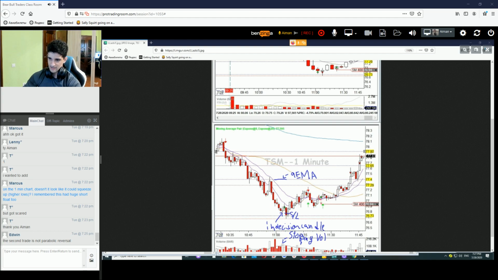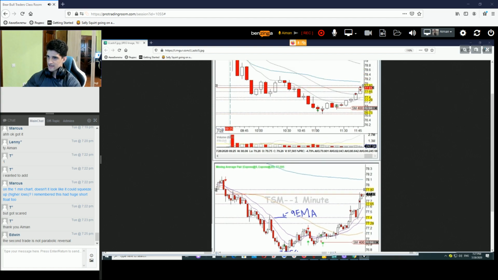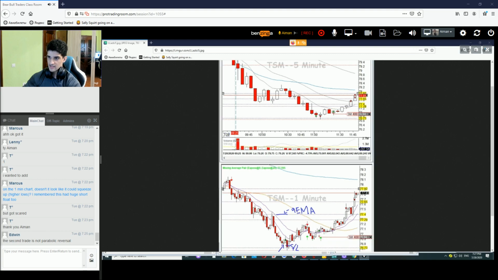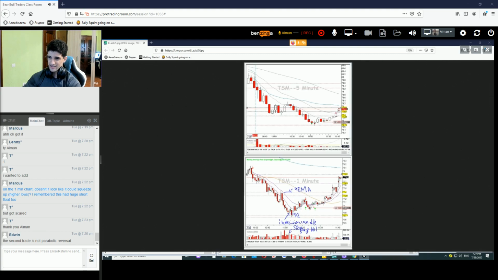Pre-entered it a little bit, same idea but a little bit early, and I love how much you held on to your winner. Now this was right here, guys, an extreme reversal, not a parabolic reversal, but it was a little bit early for it. Still good job.